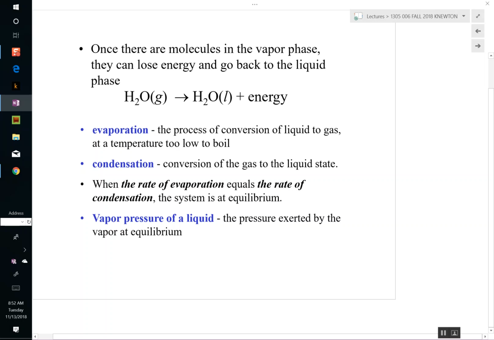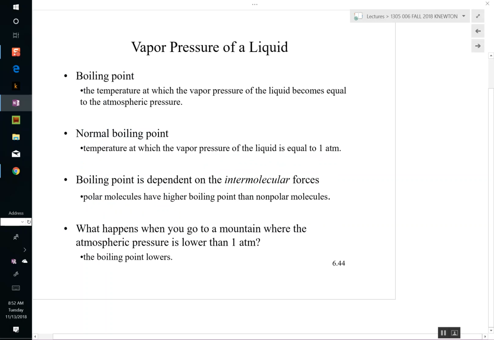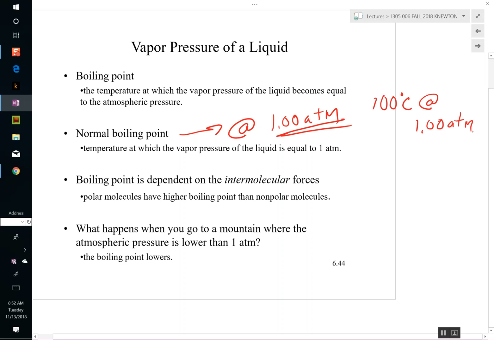Okay, just some terms. Evaporation: a liquid converting into a gas. Condensation: a gas converting back into a liquid. Vapor pressure: the pressure exerted by a vapor, by a liquid. So normal boiling point is at 1 atmosphere. When we say what the boiling point of water is, we're saying it boils at 100 degrees centigrade at 1 atmosphere. What are the implications of that?